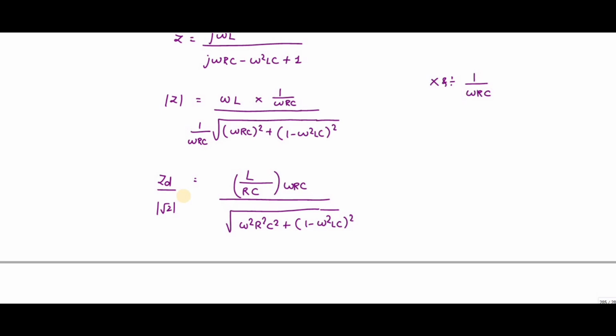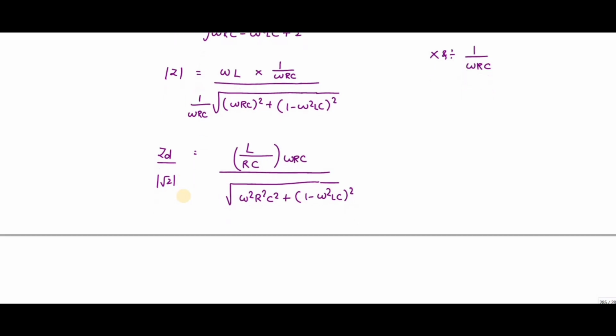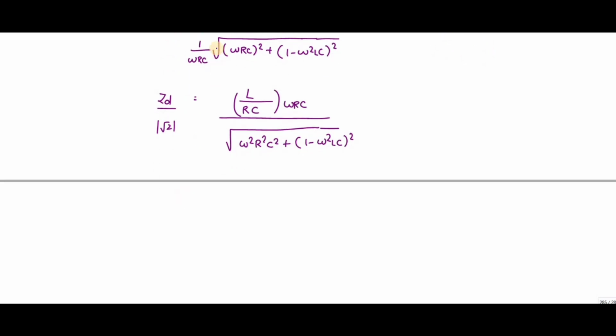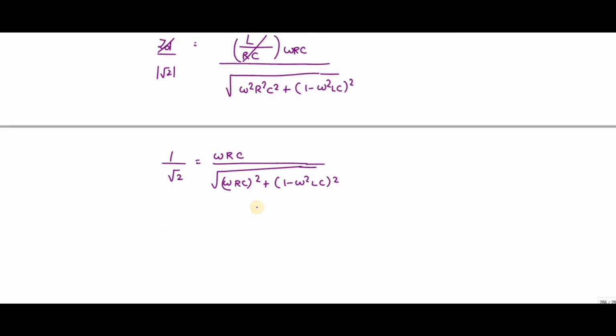So I am going to equate the denominator first. Here ZD is 1 divided by LRC. So I can write 1 divided by root 2 is equal to omega RC divided by root of omega RC the whole square plus 1 minus omega square LC the whole square. If I square this term, I will get omega RC square plus 1 minus omega square LC whole square, that is equal to 2 into omega RC the whole square.